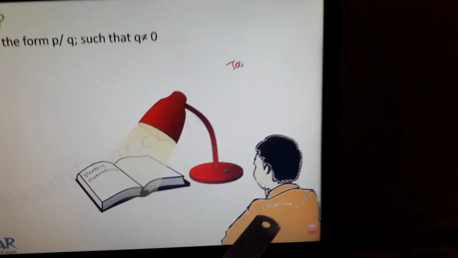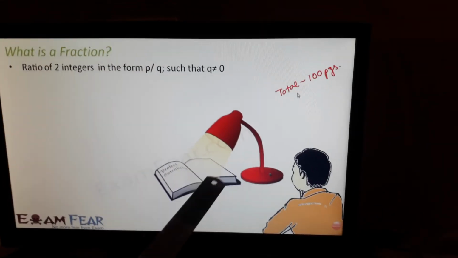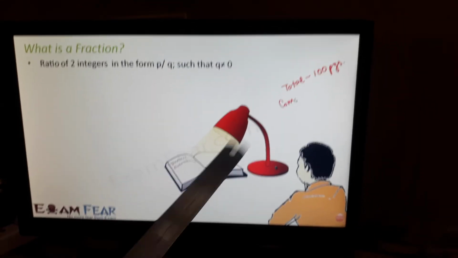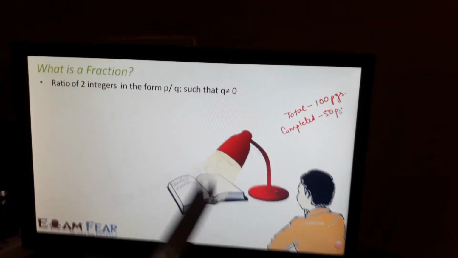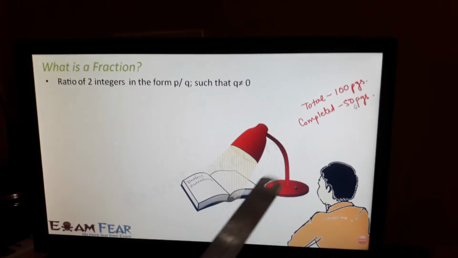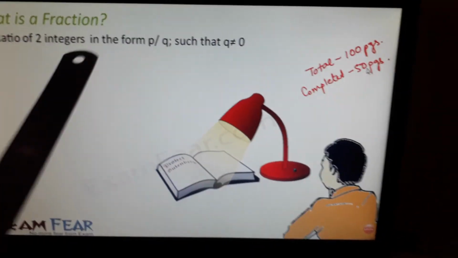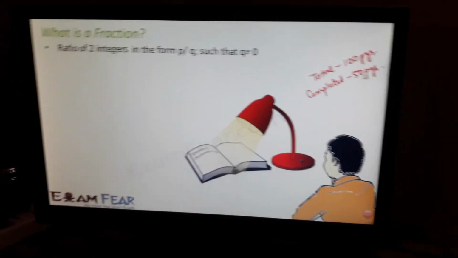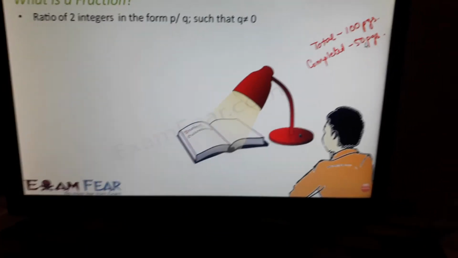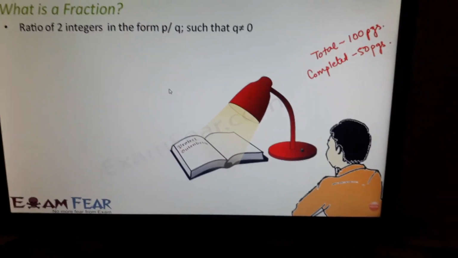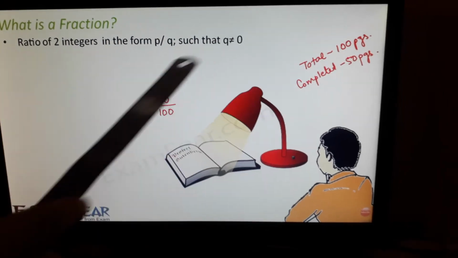Now here one person wants to complete a textbook with a total of 100 pages. One day he read only 50 pages. First day he completed 50 pages. Now how much portion did he complete? That is the question. So how will you write it in fraction form? You always write the total in the denominator and the completed portion in the numerator.